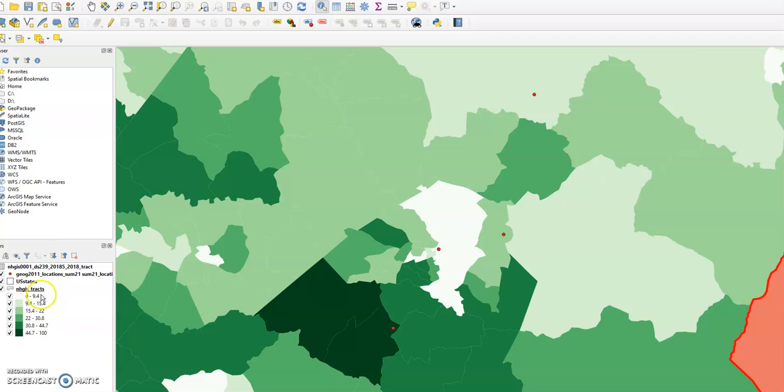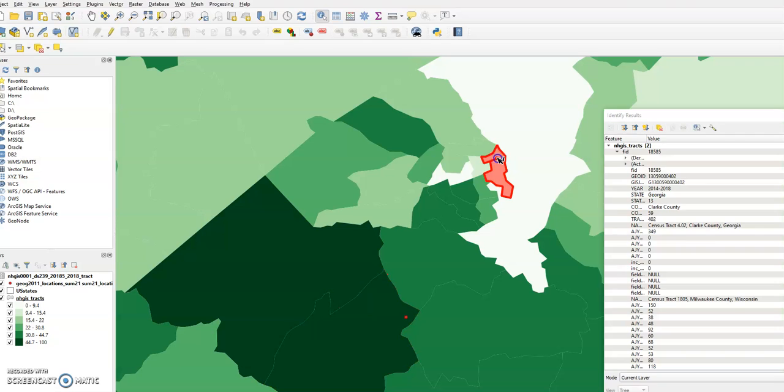This gradient scale has 6 classifications to it. This dot right here falls into the lowest classification. This is in the second lowest classification. This is the 3rd classification, and this dot falls into the highest of the 6 classifications. So first let's examine this dot, which is located in Clark County, Georgia.